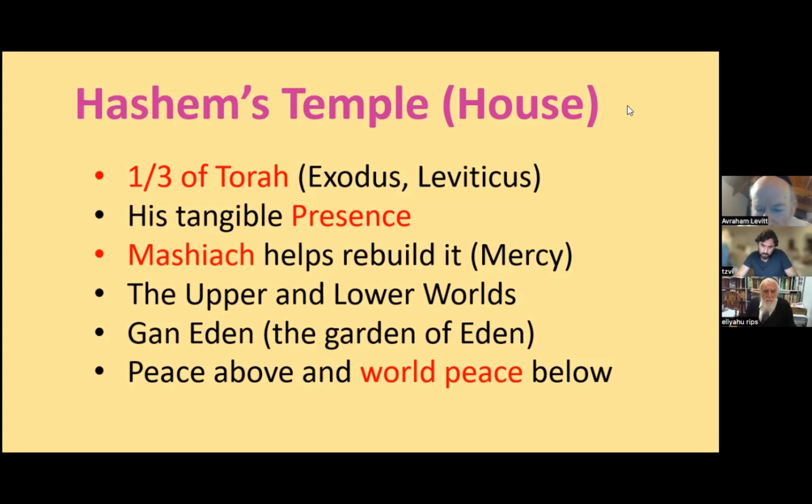Mashiach will help build the temple, the third temple. There's a temple concept in the upper worlds and the lower worlds. The upper worlds are often referred to as Gan Eden, the Garden of Eden. And when there's peace above, there's also peace below. All of these concepts we're going to see in the code to follow.